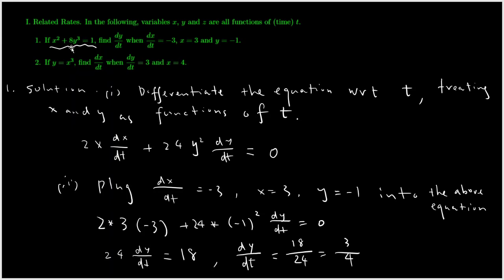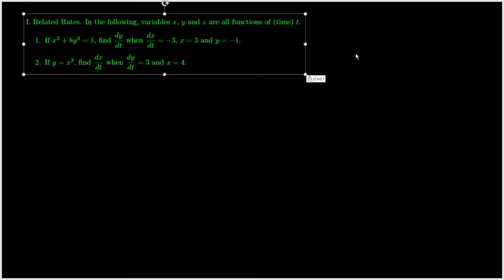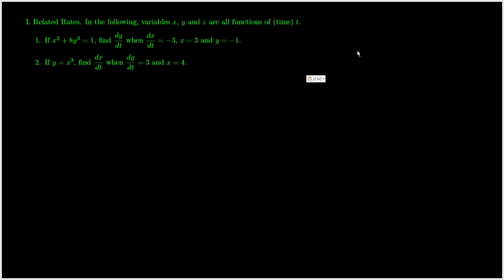The same is true for a term or a function of y. After differentiating a function of y with respect to y, follow that by dy over dt. So that's the rule of thumb. Any questions? If you don't have any questions, try question number 2, please.